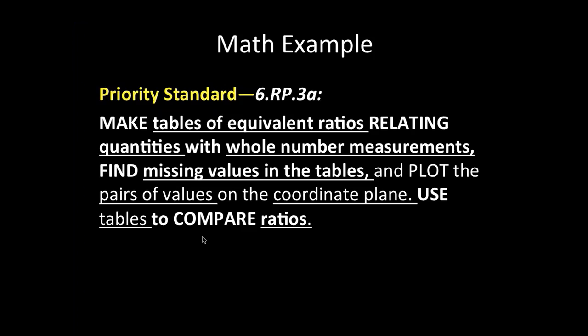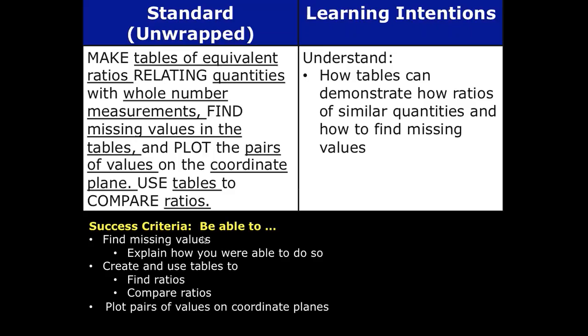I'm going to walk us through a couple of math examples, and I pulled these right from the book. Jan Christensen, who wrote these, is a fabulous author and a very strong consultant across the world in mathematics, so I thought it was a great place to take his example. First we have our priority standard. 6th grade standard: making tables of equivalent ratios, relating quantities with whole number measurements, finding the missing values in the tables, and plotting the pairs of values on the coordinate plane. Use tables to compare the ratios, and he was beginning to unwrap that.